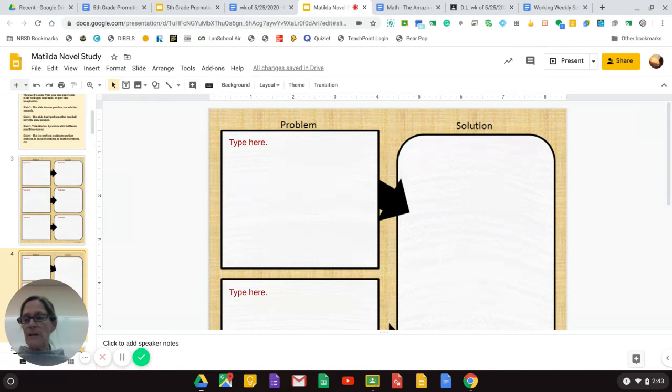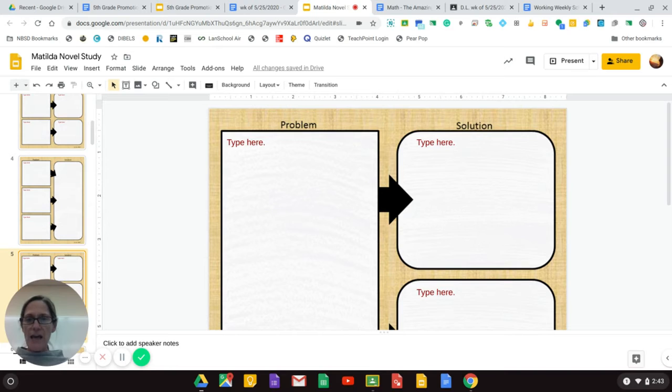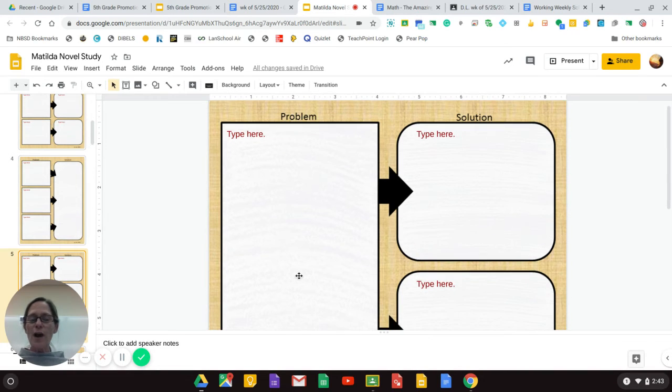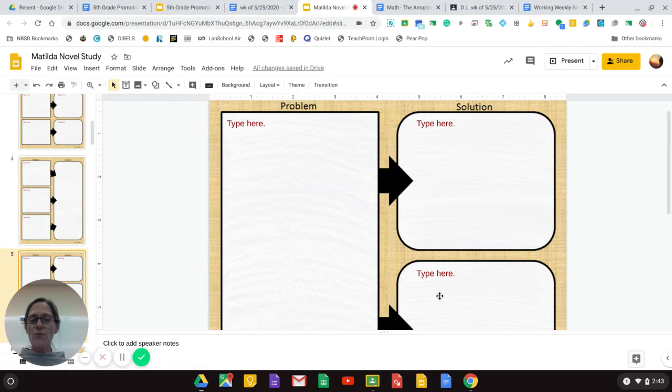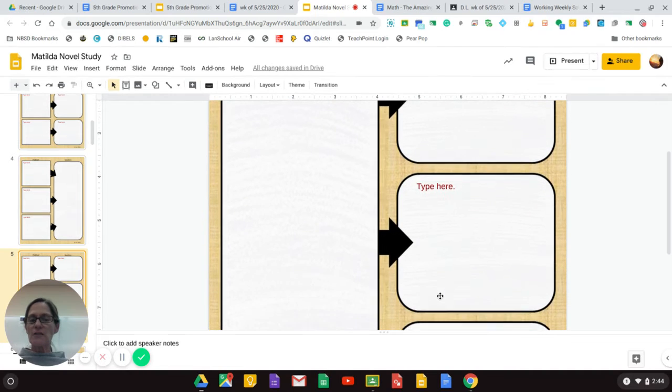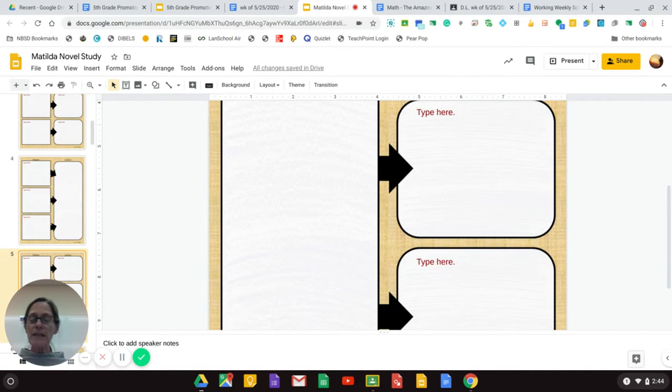Okay. On Thursday, you're going to work on slide 5. And this time, you're going the opposite way. You're going to think of one problem that could have 3 different solutions. Okay, 3 completely different solutions.